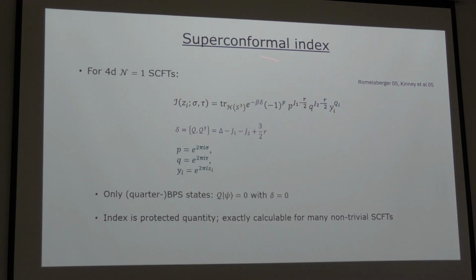Okay. So by construction, this object only receives contributions from BPS states, or supersymmetric states, in this Hilbert space, namely those that are annihilated by this supercharge. Okay, so those states satisfy a charge relation, where these charges here are related through the fact that their delta is zero. This also implies that the index is a protected quantity, and that means that it's exactly calculable for many non-trivial CFTs because we can calculate at the free point of the theory, and then this result holds for turning on the interaction.